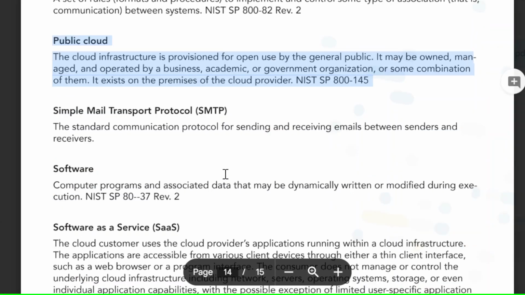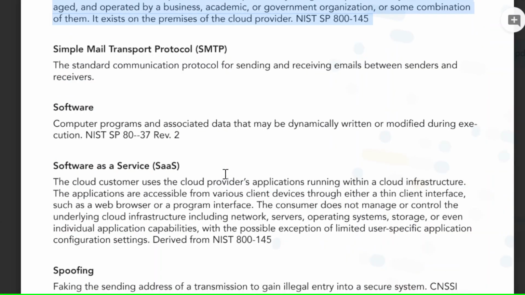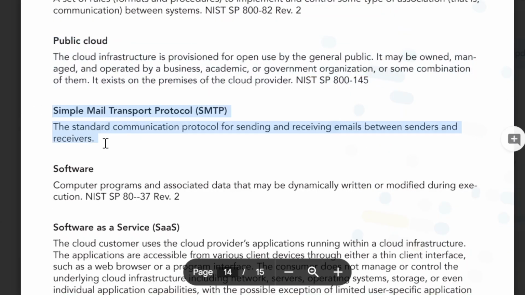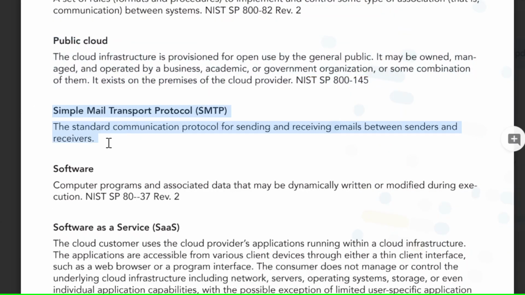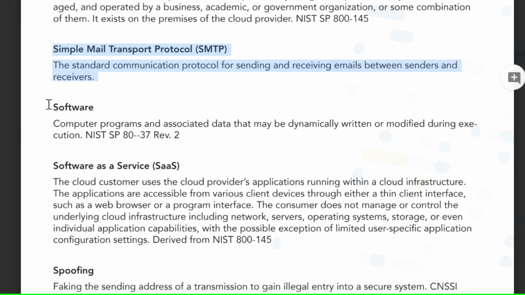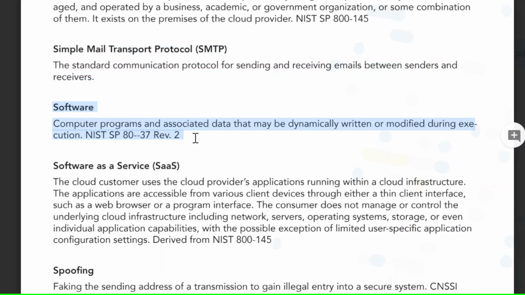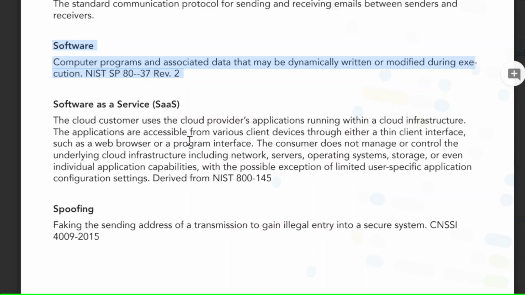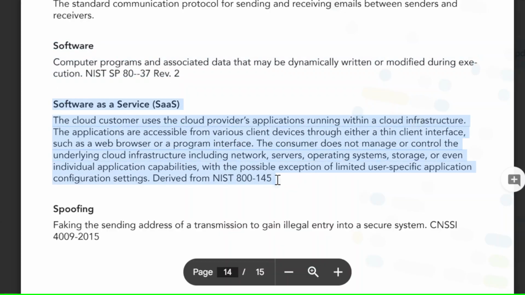Next we have Simple Mail Transfer Protocol, SMTP, the standard communication protocol for sending and receiving emails between the sender and the receiver. Next we have software, computer programs and associated data that may be dynamically written or modified during execution. Then next we have software as a service.